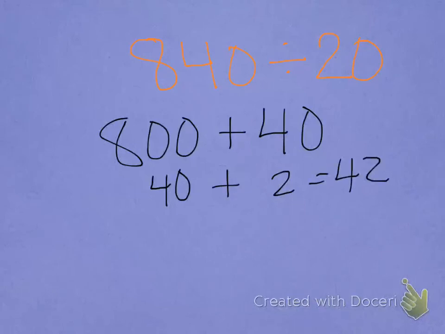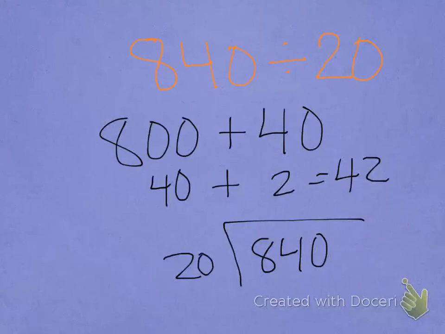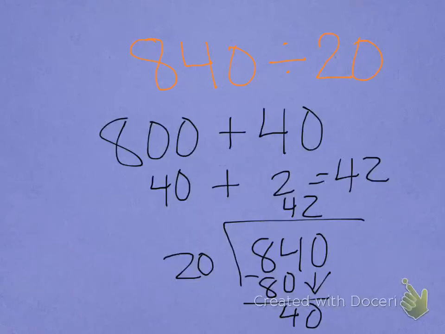Or you can do it the way we've talked about in class. So you have 840 divided by 20. 20 goes into 80 4 times. Subtract. Bring down. 20 goes into 40 2 times. So right there you know that your answer is 42.